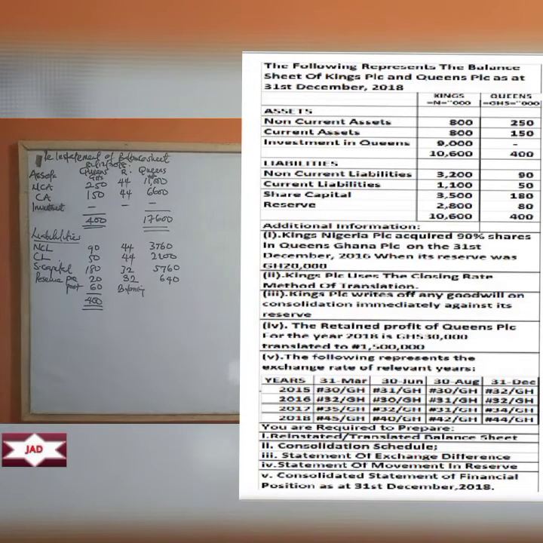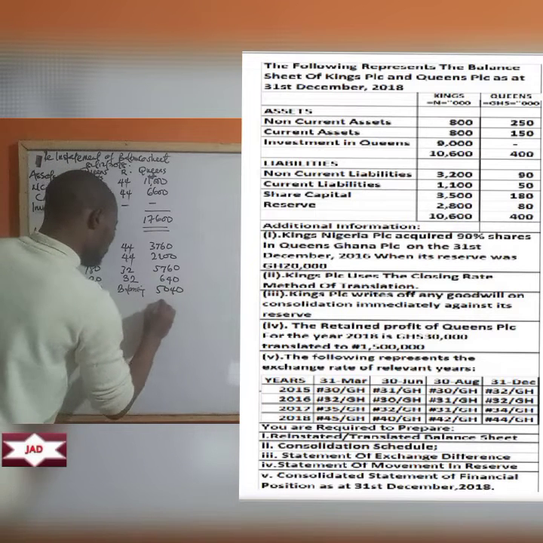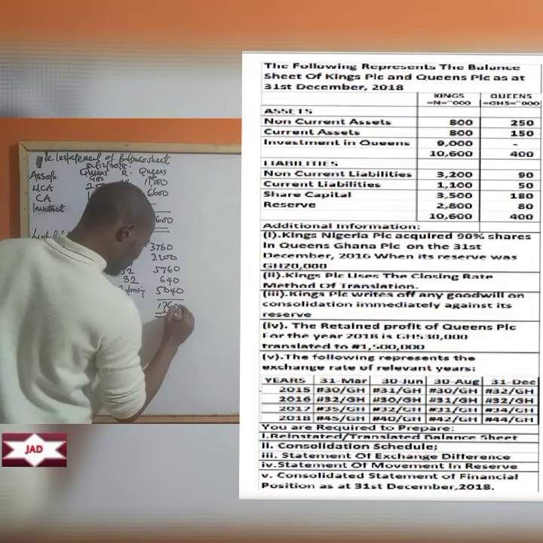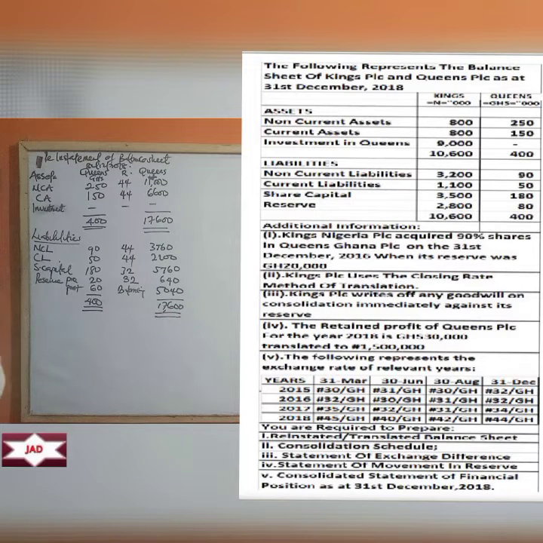So what's the balancing figure there? We have 3,960 plus 2,200 plus 5,760 plus 640, that is 12,560. So we'll say 17,600 minus 12,560, which is 5,040. So this will give you 17,600.